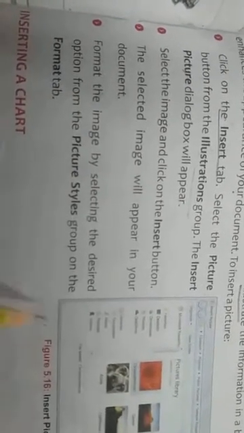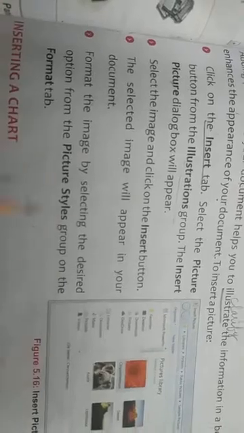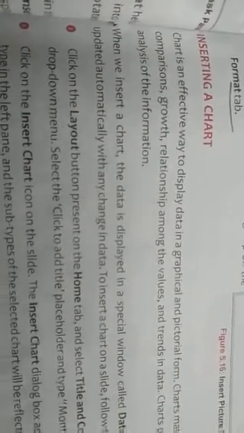Select the image. Now we have to select the picture that we want to insert and then click on the Insert button. The selected image will be added to your document. Format the image by selecting the desired option from the Picture Style group on the Format tab. After adding the picture, according to your requirement, you can change the style of the picture using the Format tab.